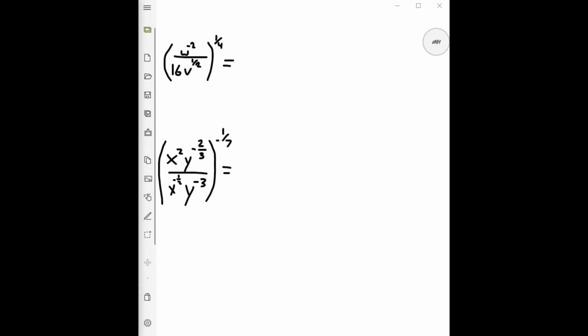So for the first question, we have w to the power of minus 2 divided by 16v to the power of 1 divided by 2, and everything is to the 1/4 power. And the second question is x squared times y to the power of minus 2 over 3 divided by x to the power of minus 1 over 2 times y to the power of minus 3. And that is to the negative 1/7 power.